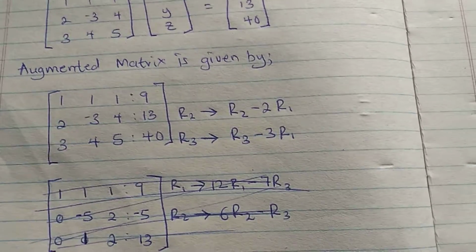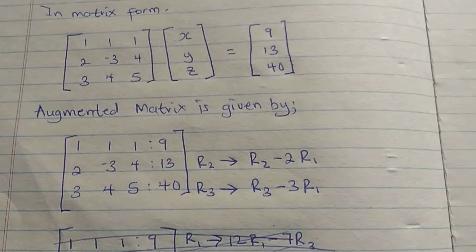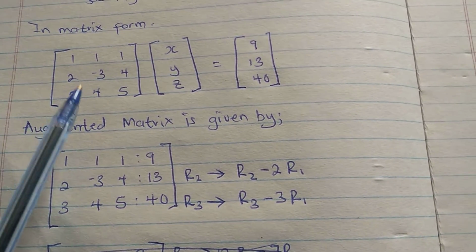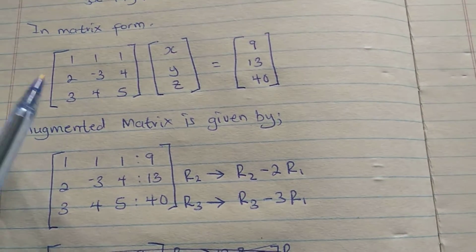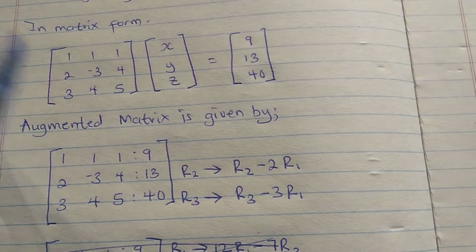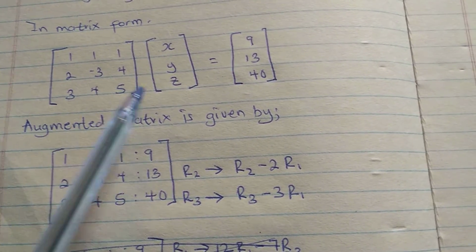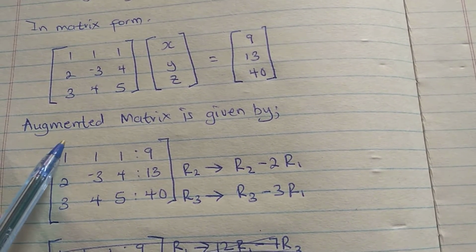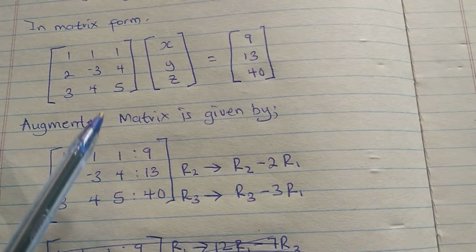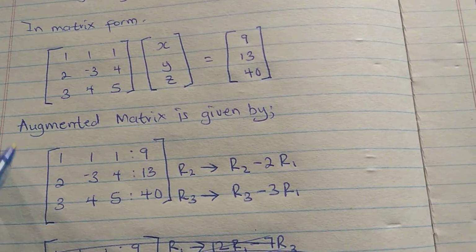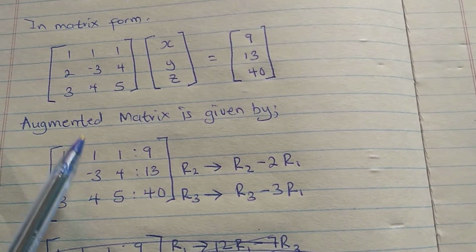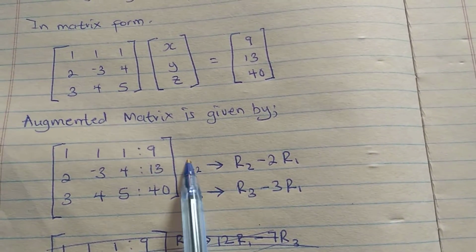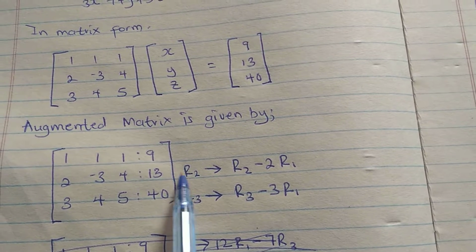In our next step, it is going to be changed into an augmented matrix as given below. The augmented matrix is given by 1, 1, 1, 9, 2, -3, 4, 13, 3, 4, 5, 40. So we are starting to solve.